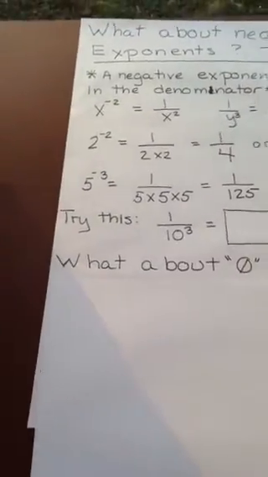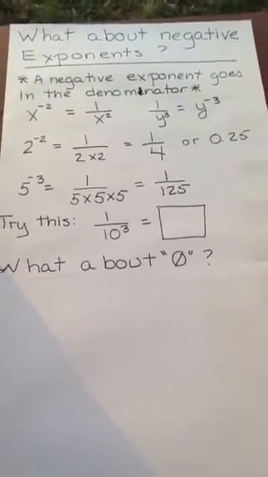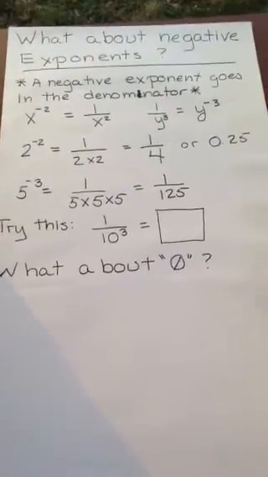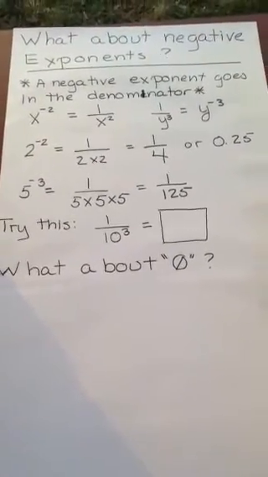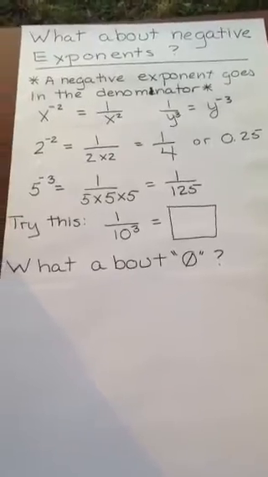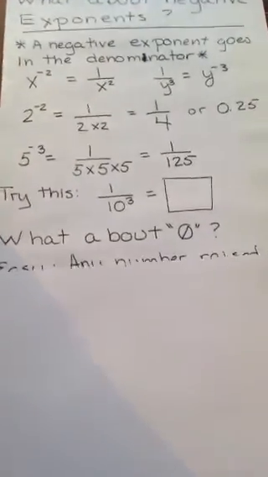And I'm going to ask you another special thing about exponents. Well, what if it's 0? We said positives, they just multiply them together. We said negatives, they put them in the denominator. But what about 0? This one's easy cheesy.